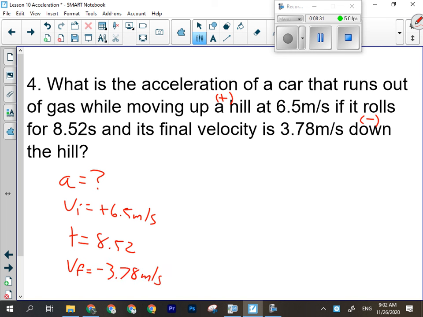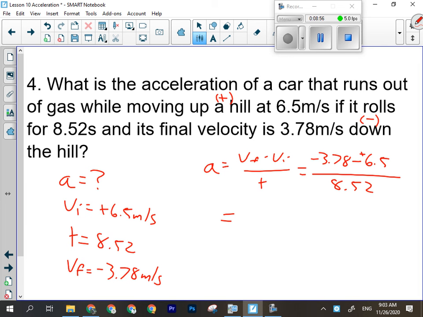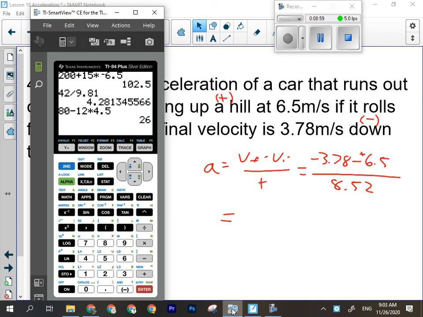All right, so I'm looking for A. The nice thing is I don't have to manipulate the equation. I just have to make sure I get the signs right, and then I'll be okay here. So A equals VF minus VI over T. So that's going to be negative 3.78 minus positive 6.5, divided by the time, which was 8.52 seconds. The challenge here is that people would forget that the 3.78 needs to be negative, and then they would get completely the wrong acceleration. So negative 3.78 minus 6.5.